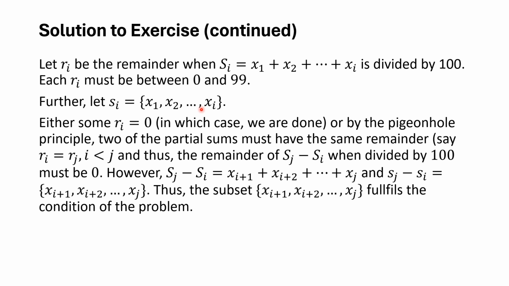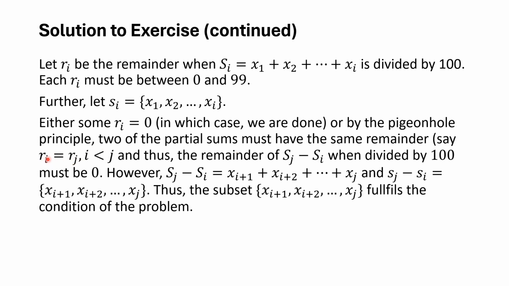That's one case. Then the other case is that none of the partial sums has a remainder of 0 when divided by 100. So all these R sub i's are not equal to 0, which excludes one of the possible remainders here. So that leaves us with remainders from 1 to 99. So we have, in this case, 99 possible remainders, but 100 partial sums. So that means that two of the remainders must be equal to each other.